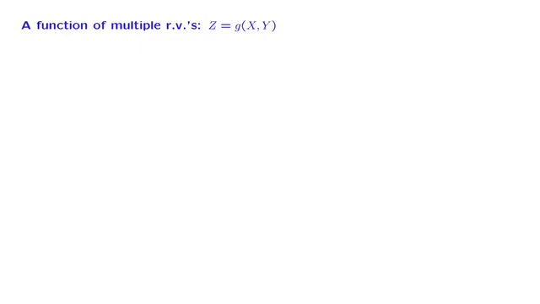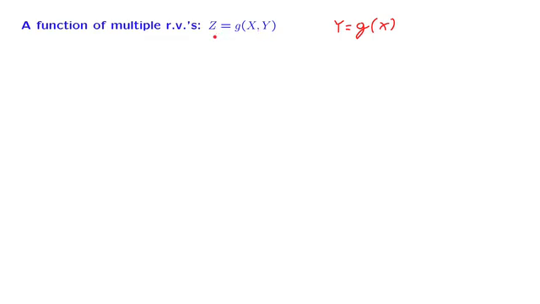In all of the examples that we have seen so far, we have calculated the distribution of a random variable y, which is defined as a function of another random variable x. What about the case where we define a random variable z as a function of multiple random variables? For example, as here, as a function of two random variables. How can we find the distribution of z?